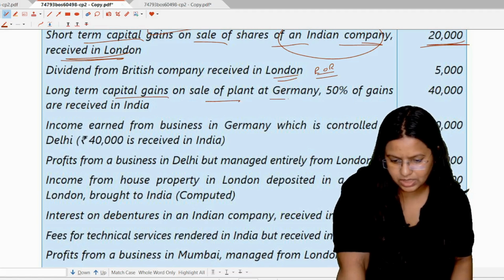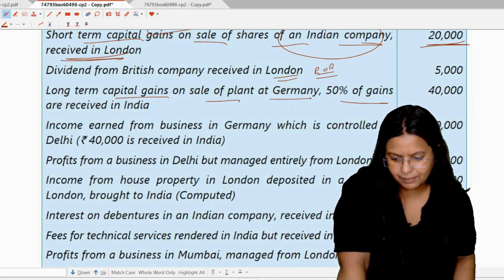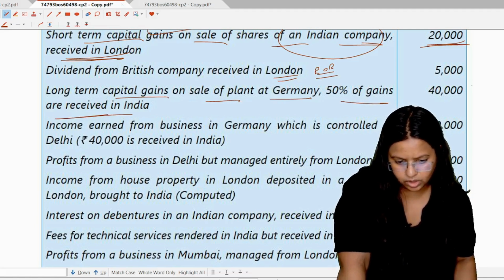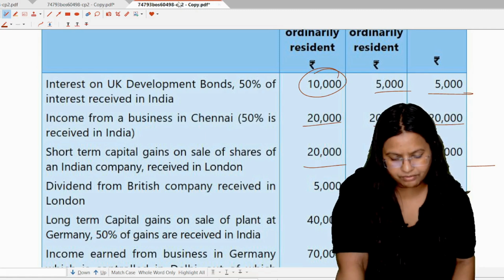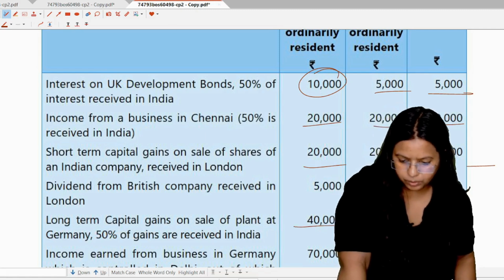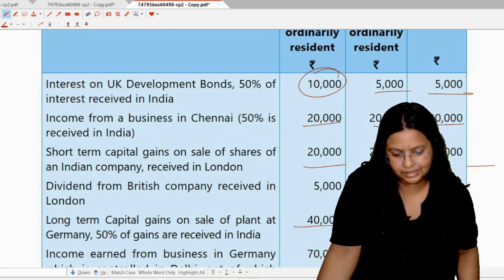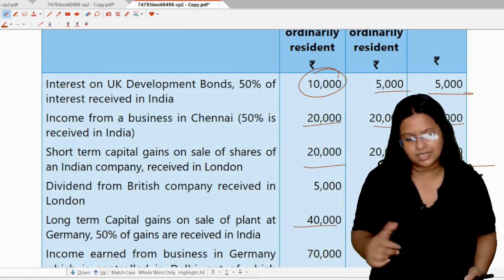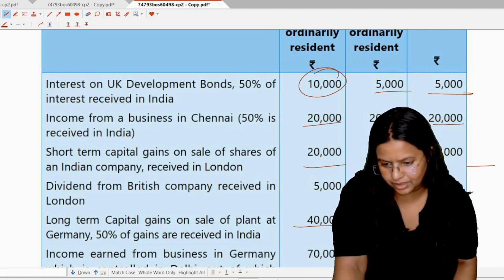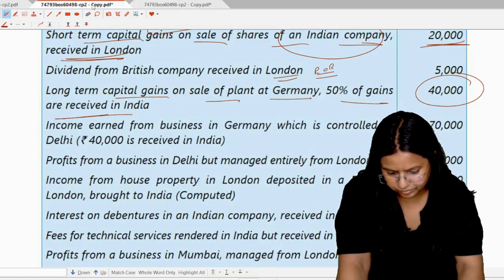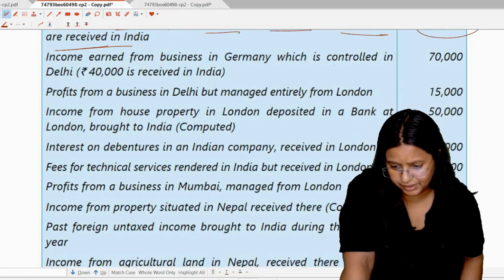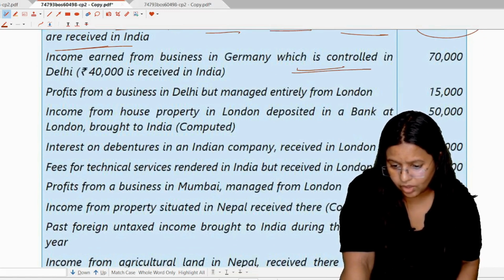Long-term capital gain on sale of plant in Germany, 50% of gains are received in India. So 40,000 will be taxable for ROR, and for the persons NOR and NR, only that income will be taxable which is received in India, that is 50%: 20,000, 20,000. Next is income earned from business in Germany, which is controlled in Delhi.